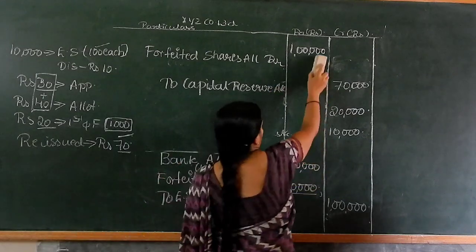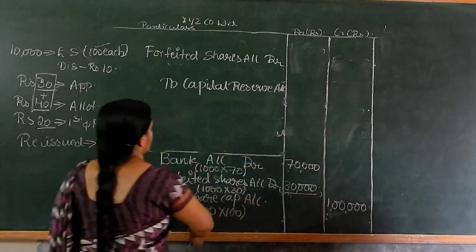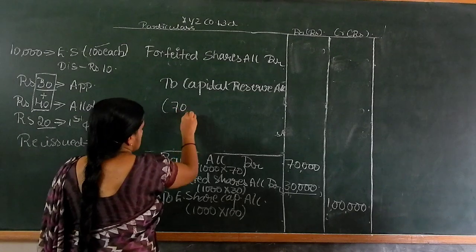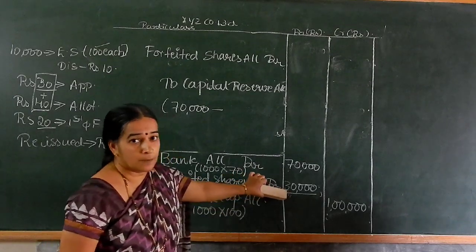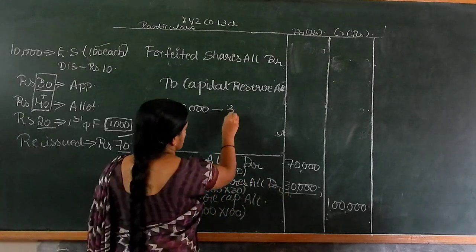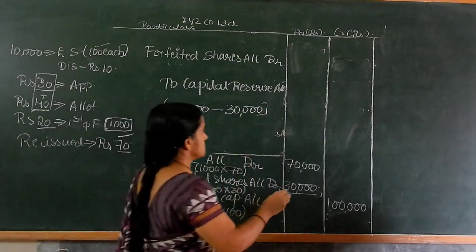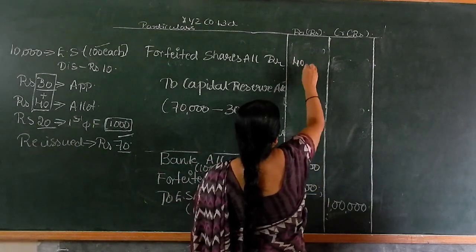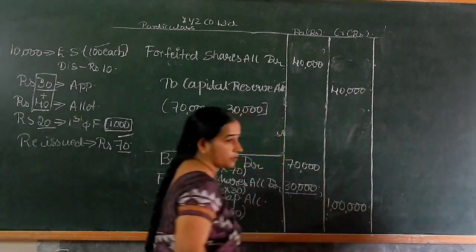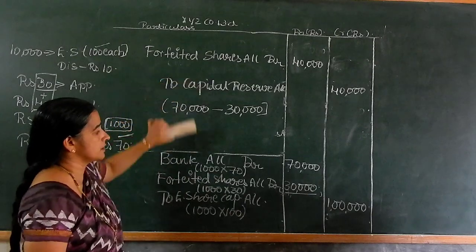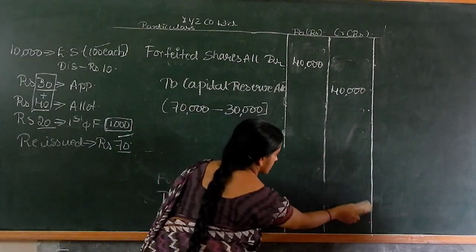So from the first shareholder, what is the amount received? That is 70,000, and from that 70,000, the discount allowed at the time of reissue, that is 30,000, will be deducted. So 70,000 minus 30,000. What is the profit made on reissue? That is 40,000. So 40,000 will be transferred to capital reserve account. What is the entry for transferring the profit? Forfeited shares account debtor to capital reserve account.